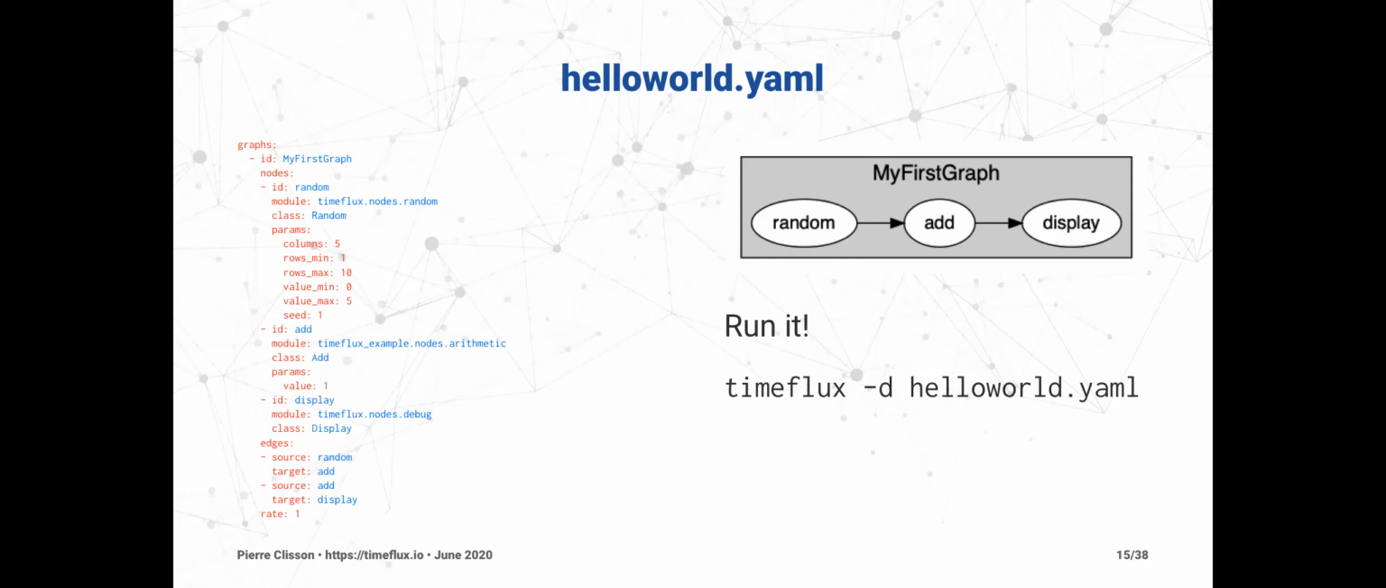This is an opportunity for me to show you the syntax we use to describe graphs. As you can see on the right, we have one graph, one pipeline with 3 nodes, and each node is connected by one edge. On the left, the first thing we notice is the graph list.